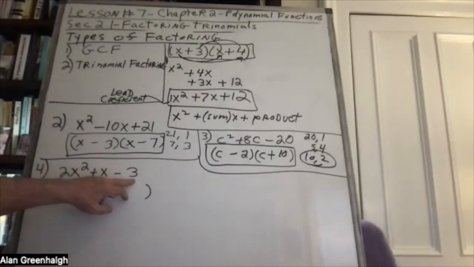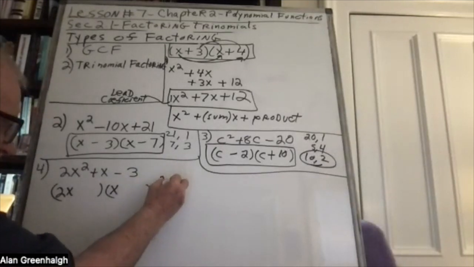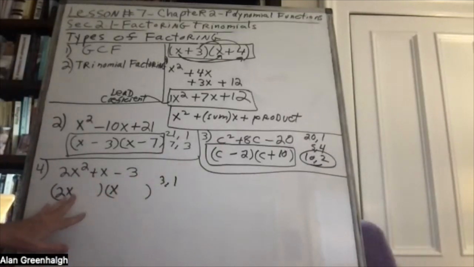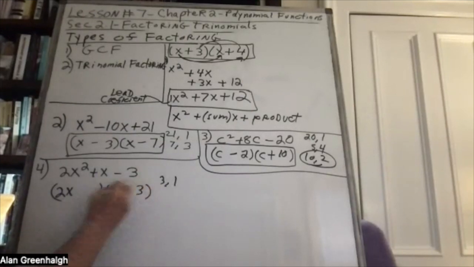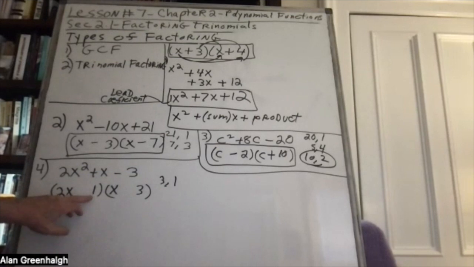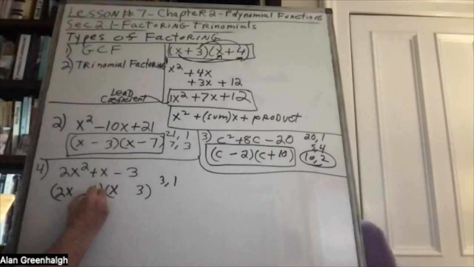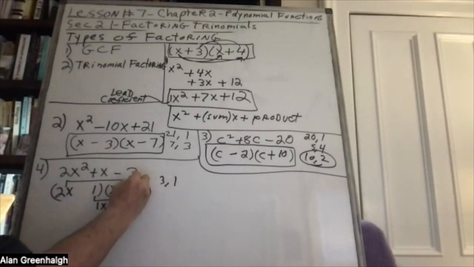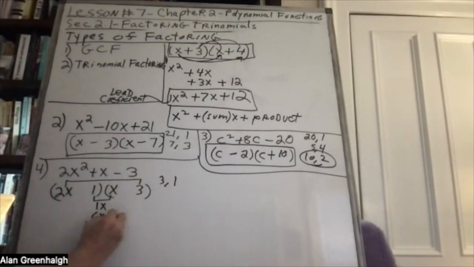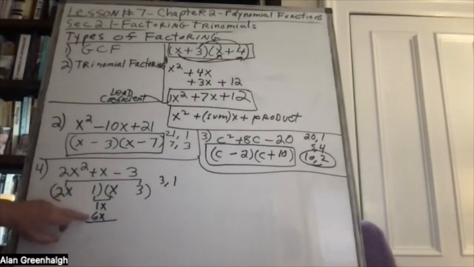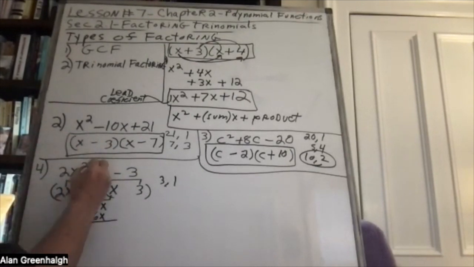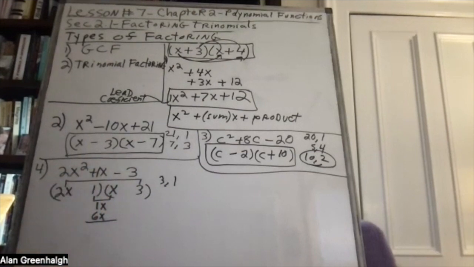And the only factors of 3 are 3 and 1. So you have to now think about how you're going to position the 3 and the 1. For example, you can't put the 3 here and the 1 there, because even though 1 times 3 will equal 3, when you multiply the middle terms together, there's no combination of 1x and 6x that'll give us a positive 1 in the middle.